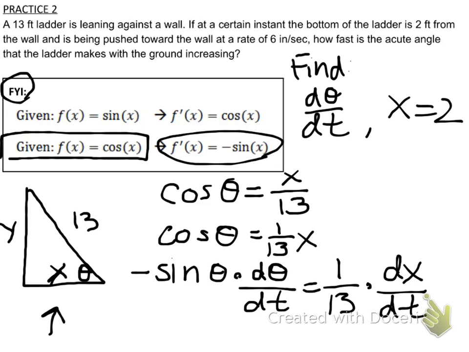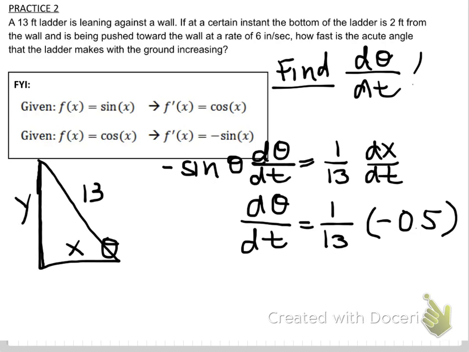I'm going to give you some time to fill in the information that you can and to think about how you might figure out sine theta as I get more space. Alright guys, so hopefully you've plugged in your number for dx over dt, which is negative 0.5. And now we're just looking for sine theta.